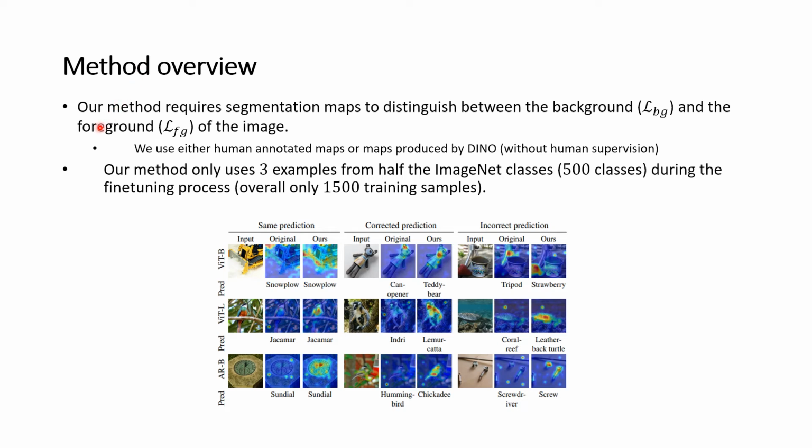We note that in order to apply loss terms on the relevance of the foreground and the background, our method requires segmentation maps to distinguish between the background and the foreground of the input image. We use either human annotated maps or maps produced by Dino without human supervision. Both cases result in a similar improvement to robustness. Our method only uses 3 examples from half the ImageNet classes during the fine-tuning process, meaning an overall of only 1,500 training samples.